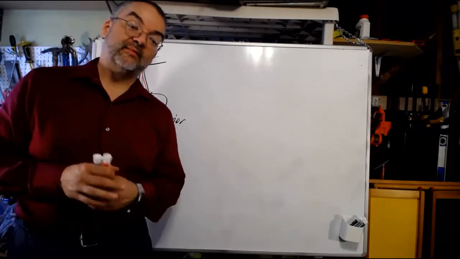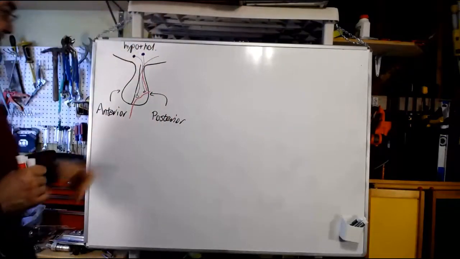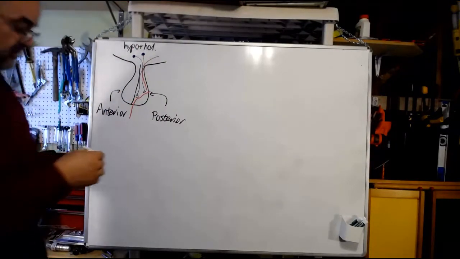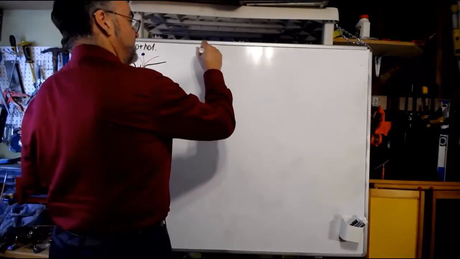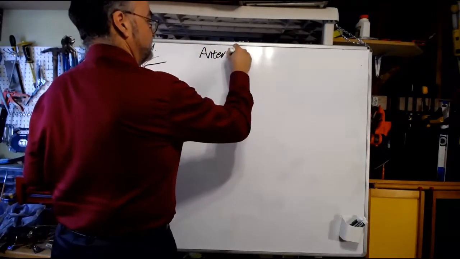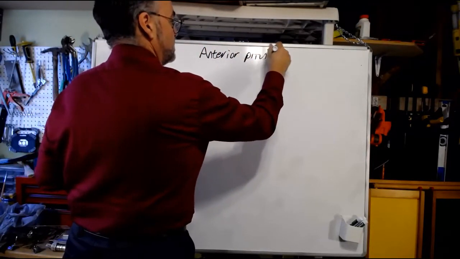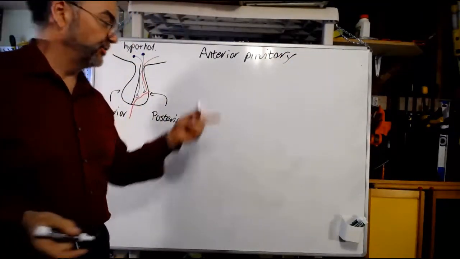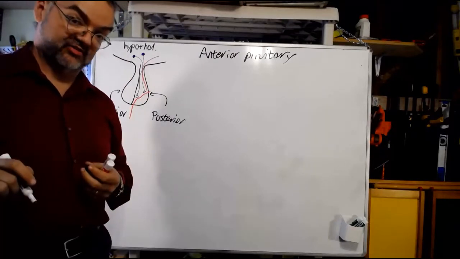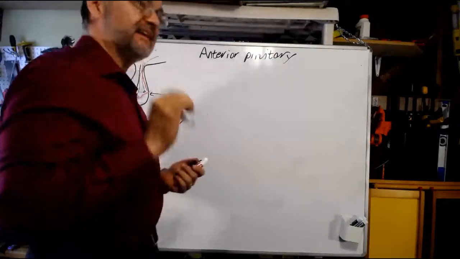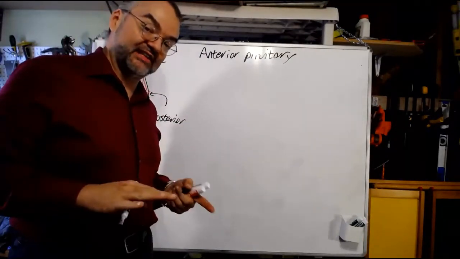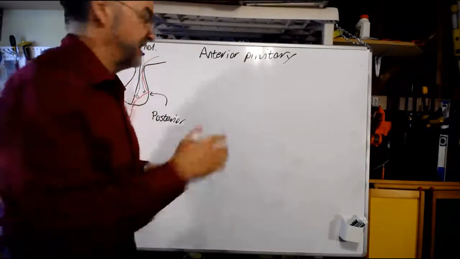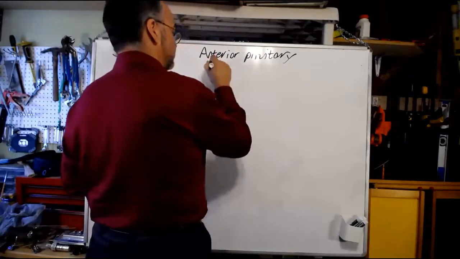All right, let's talk about the anterior pituitary now. So we've gone over the posterior. Now let's talk about how the anterior pituitary works. Our anterior pituitary is an actual gland rather than the posterior, which is nerve tissue. The anterior pituitary is glandular tissue, and it secretes hormones which mostly affect other glands in the body. So it secretes hormones that control other glands, which we call trophic hormones.